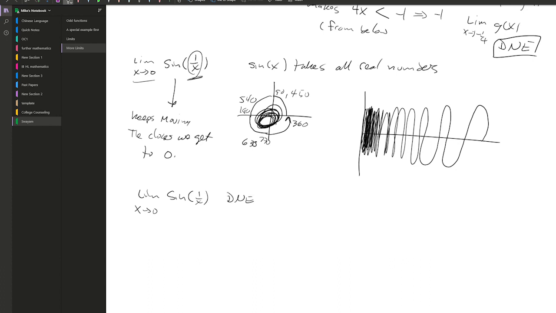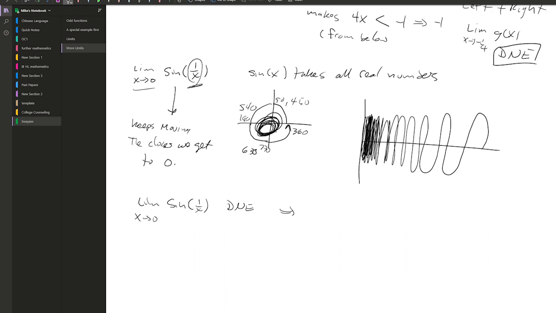because it takes all values, because any real answer, that's not how you spell answer, any real answer between -1 and 1 is possible.